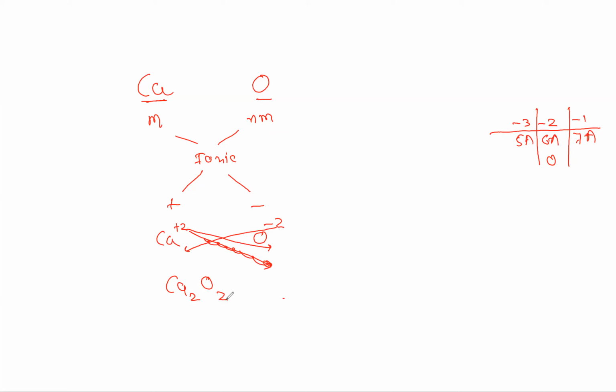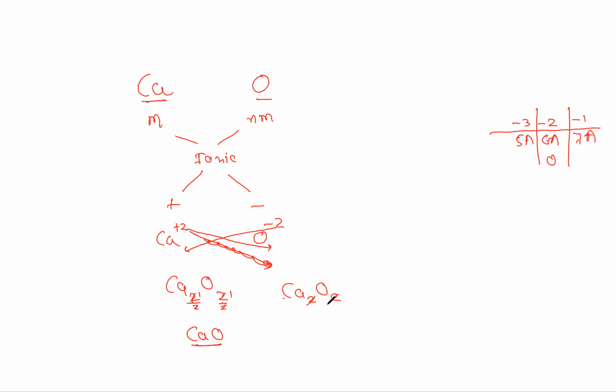Now we just need to simplify the subscripts, right? Because both of them are 2, you have a common factor, which is 2, and you can divide by that. So 2 and 2 become 1 and 1, so it would be CaO. You can just cancel the 2 and 2 out. The chemical formula of this compound is going to be CaO.